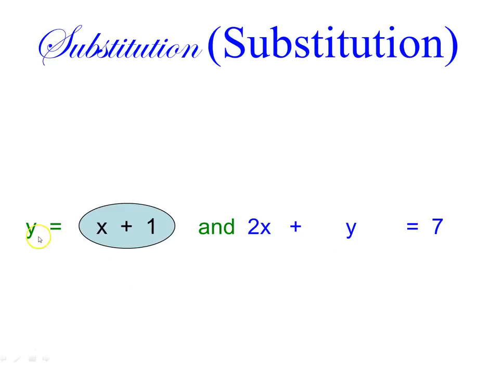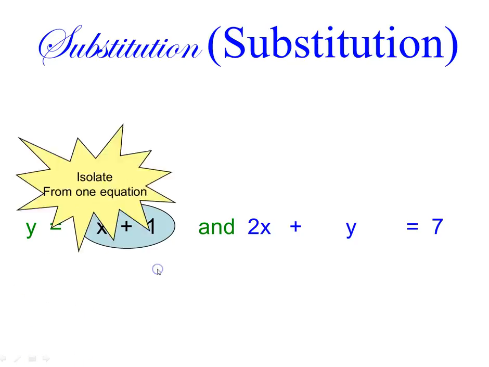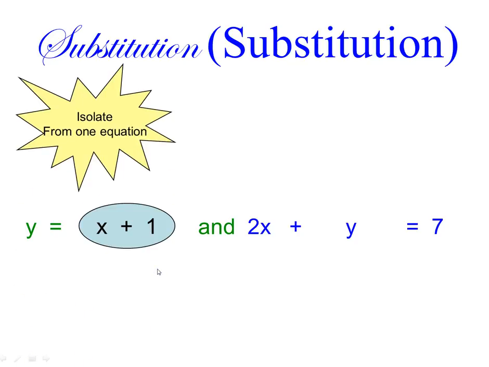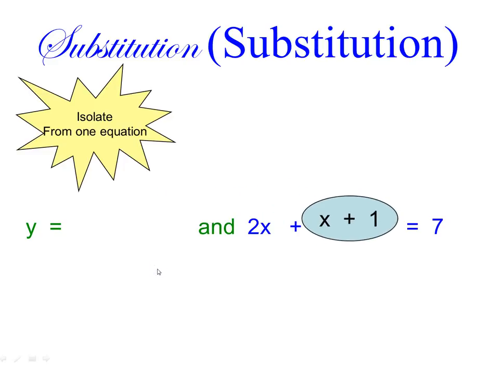Okay, so I have y equals x plus 1, and I have 2x plus y equals 7. Do I already have a variable isolated? I do. Look, y is all by itself in this equation. So I'm not going to do any more work. I'm just going to stick it in there. So y can really be written as x plus 1. So how about, I've already got it isolated. How about I just put it over here in place of y?